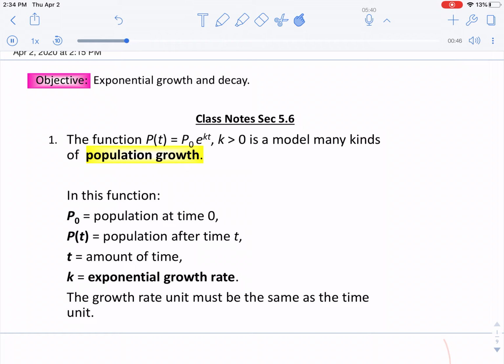And then P of t is the population after time t. T is the amount of time. K is the exponential growth rate. The growth rate and the amount of time must be the same unit. Like if one of them is in years, the other one must be in years, and so on.